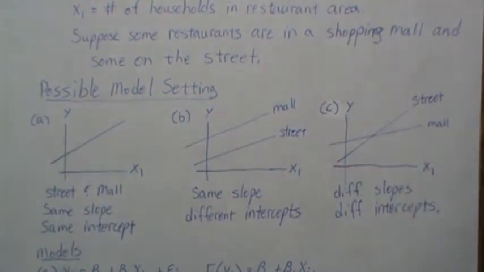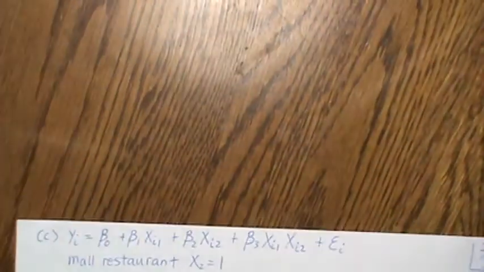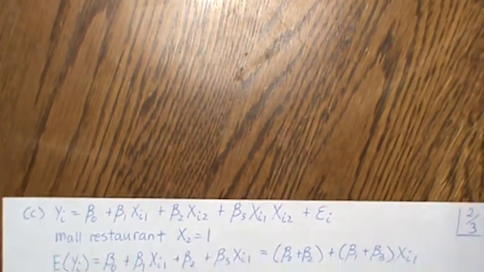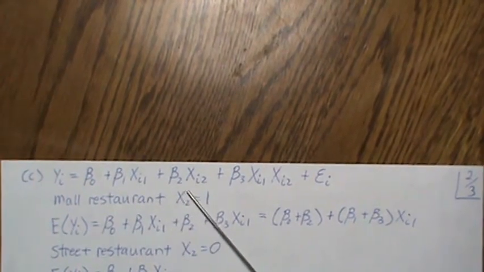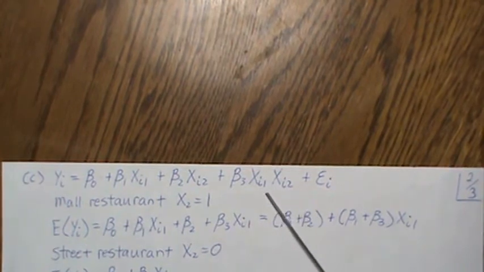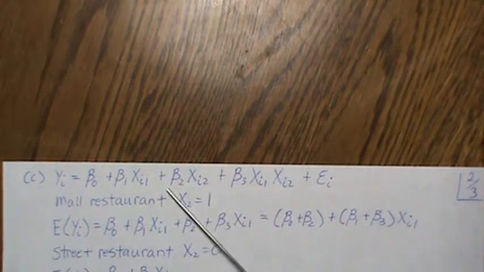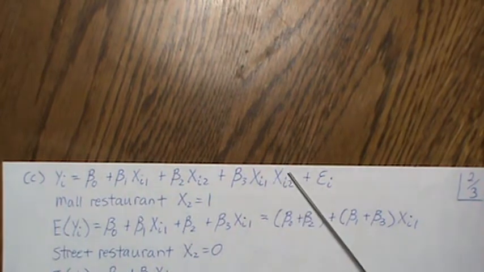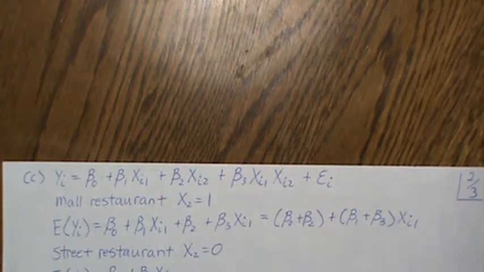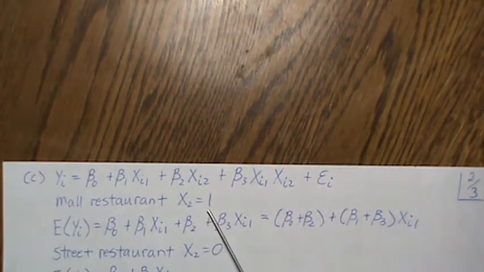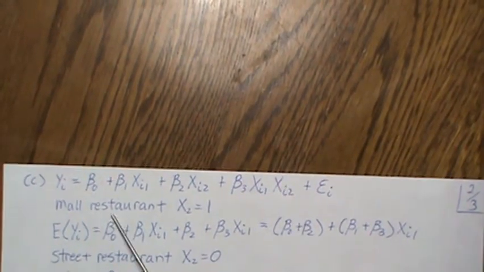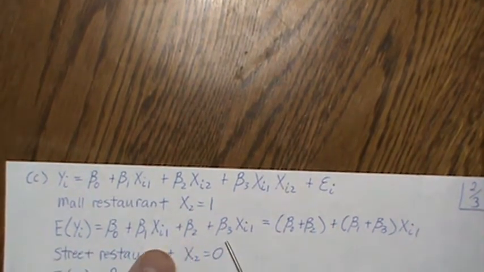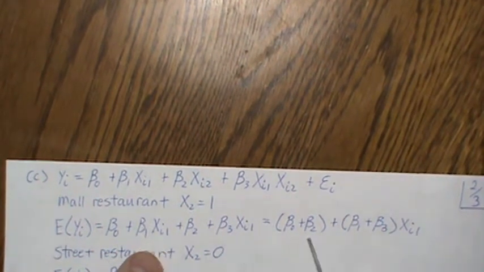Now situation 3, we have to add in what are called second order terms. So here's our model. So beta 0, beta 1 x1, we have beta 2 x2, and then we have this second order term. It's the product of x1 and x2. But remember, x2 is either 1 or 0, depending upon whether it's a mall restaurant or a street restaurant. So now let's look at the mall restaurant. So x2 is 1. So we put a 1 here and we put a 1 here. And then if we look at the expected value, we get this. Now let's regroup terms and we get this.